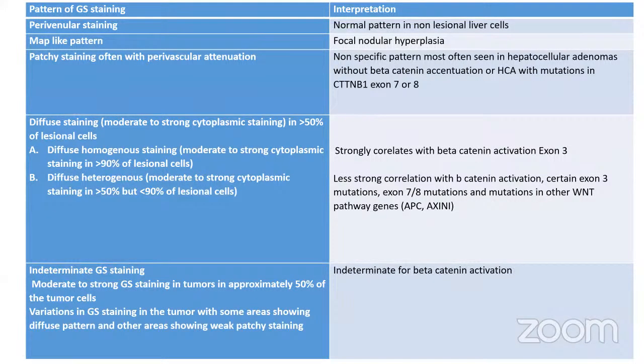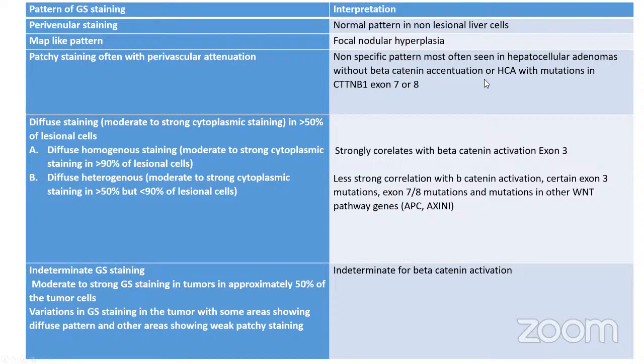So what are the different patterns of glutamine synthetase staining? The normal liver would have perivenular staining, and adenomas also usually have perivenular staining, like the HNF1A-inactivated adenomas. Then a map-like pattern is seen in focal nodular hyperplasia. Then patchy staining, often with perivascular accentuation.